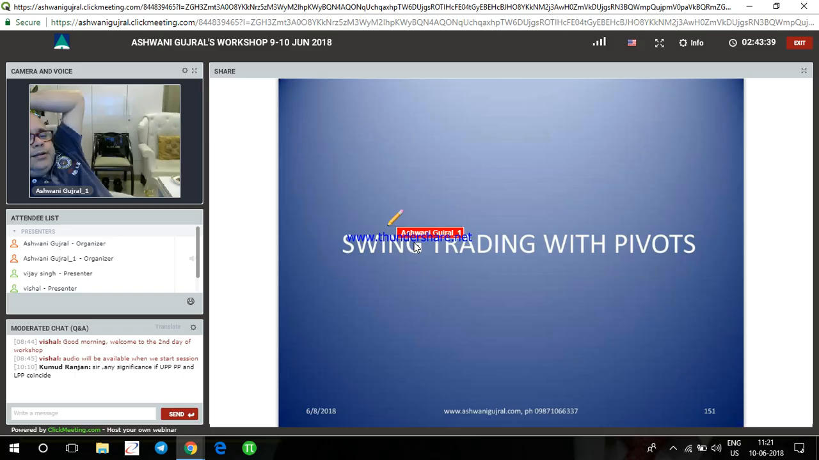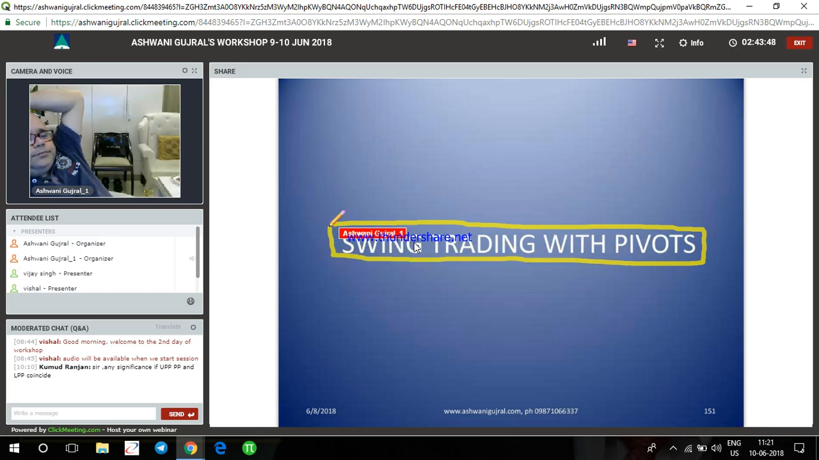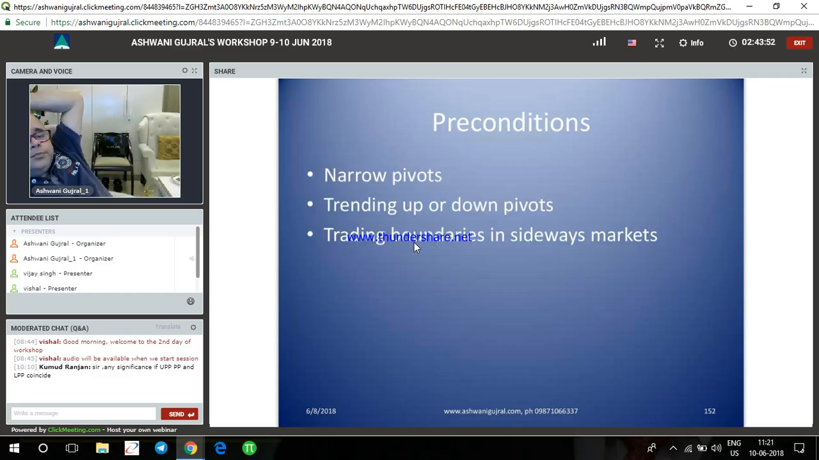Now this is where we do a bit longer term time frame. So longer term people should pay attention. Precondition, narrow pivots, trending situations, and trading boundaries or in sideways market, exactly the same as intraday.